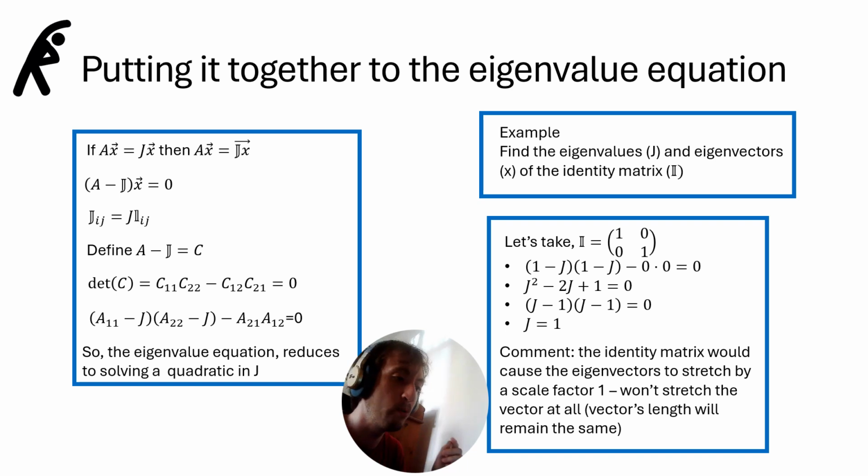But this is exactly what we would expect, because remember, we defined the identity matrix to be a matrix such that when we multiply any matrix, and that includes a vector, by it, we get back the original matrix. So if we multiply our eigenvector by the identity matrix, we should get back the original eigenvector. Its length shouldn't change, or it shouldn't change at all, in fact. So the idea that the eigenvalue is 1 for the identity matrix is completely coherent with what we've defined the identity matrix to be.